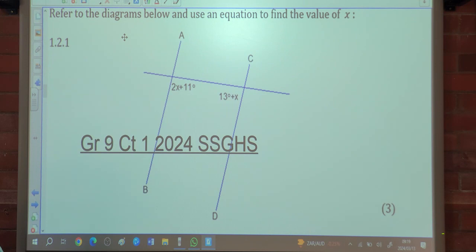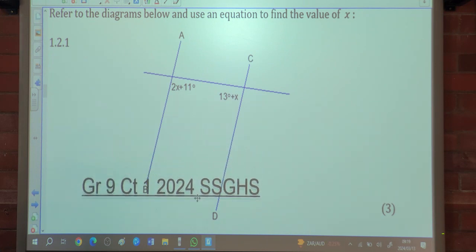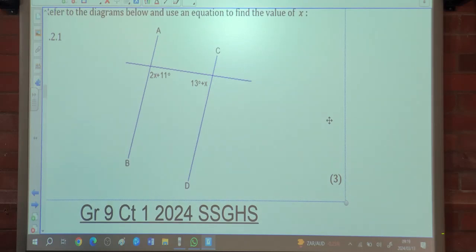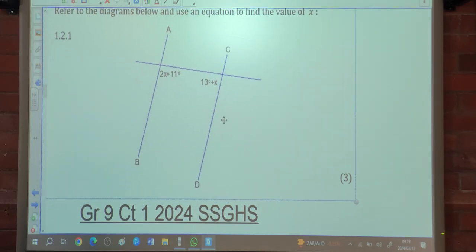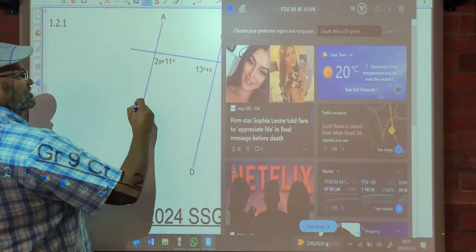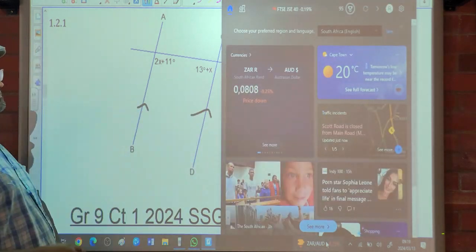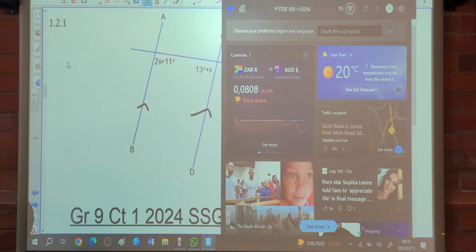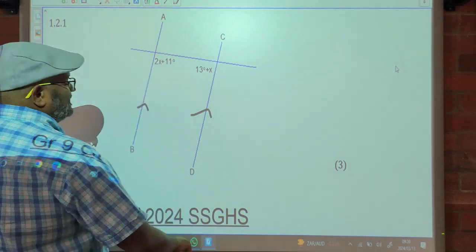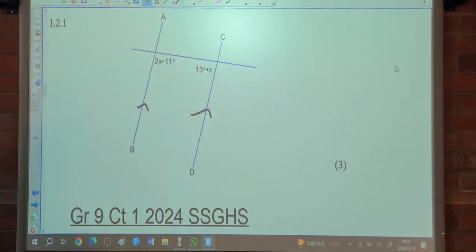1.2. Refer to the diagram below and use the equation to find the value of x. There was an errata on this question, yes. What did we say? We need to know that AB has to be parallel to CD. Okay, those lines are parallel. So I'm going to calculate x here.